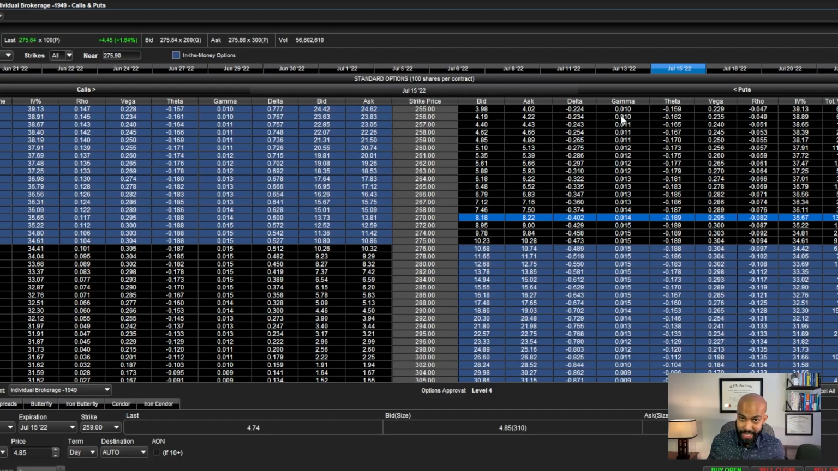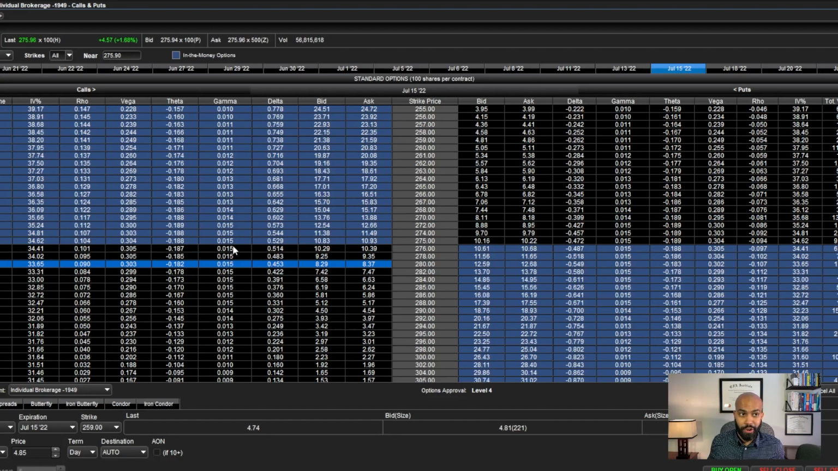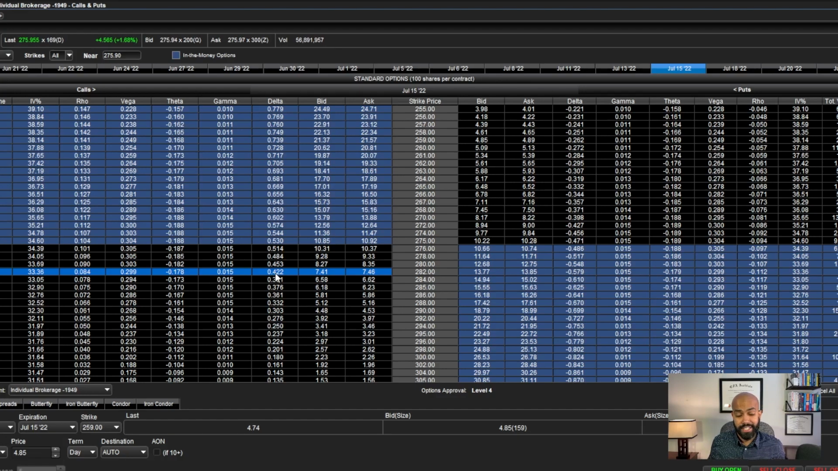Now notice here, gammas are lower the further out of the money, and it's also lower the deeper in the money. It's the highest at the money. Similarly here, for call options, you'll notice the highest values are right at the money. It's the lowest deep in the money and lowest out of the money. So it's the highest right in the middle. And again, gamma measures how much delta is going to change based on each $1 increase in the underlying.